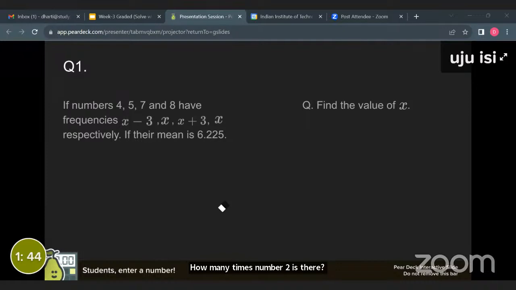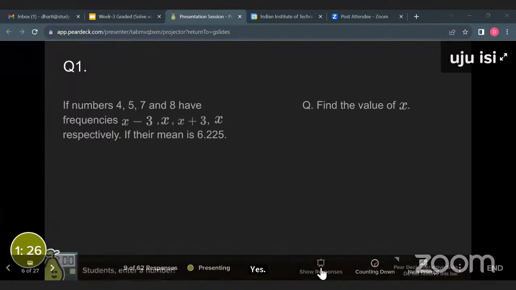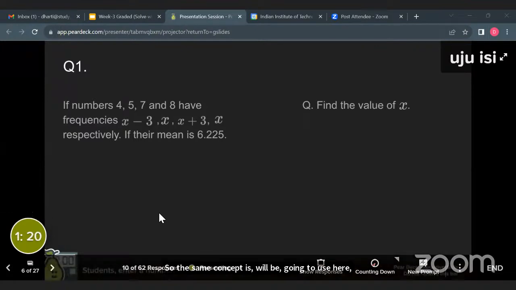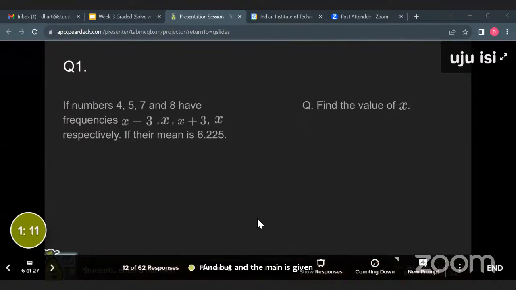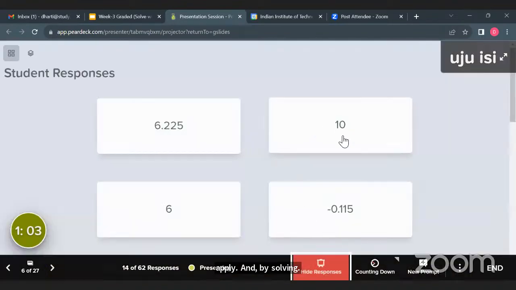Okay, have you tried this question? Yes, ma'am. So the same concept is going to be used here. We have some numbers like data points, and we have corresponding frequencies, and mean is given. So the same formula you will apply, and by solving, you will get the answer.